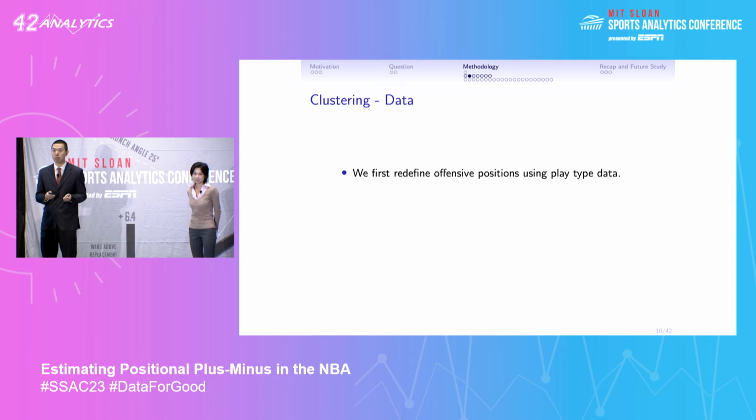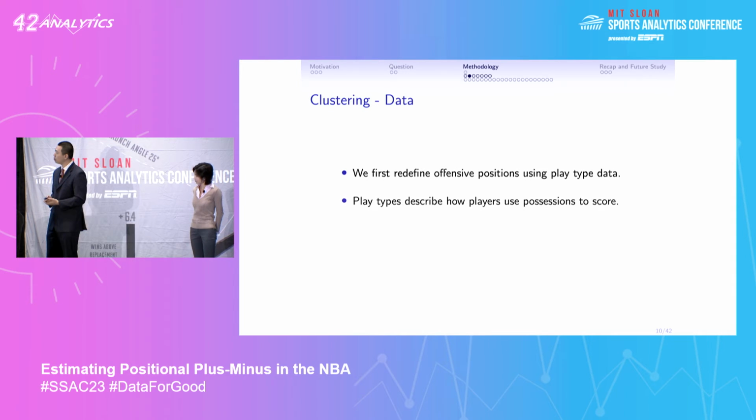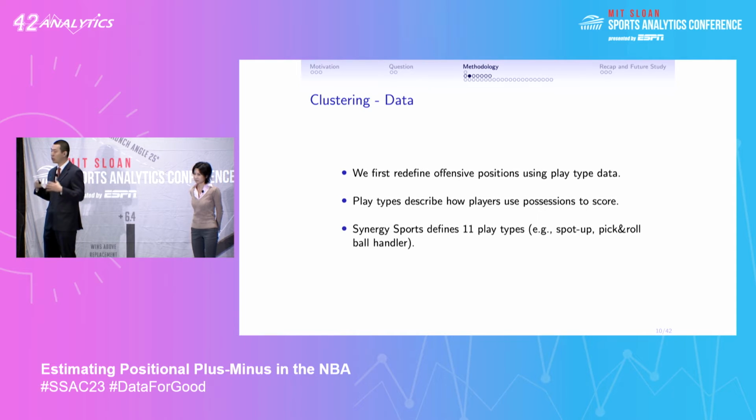So to estimate positional plus-minus in NBA, we first redefine offensive position using play type data. The play type data essentially describe how players are using their possessions to score points in basketball games. So the data provider, Synergy Sports, defines 11 different play types, such as spot-up shootings and pick-and-roll ball handler.